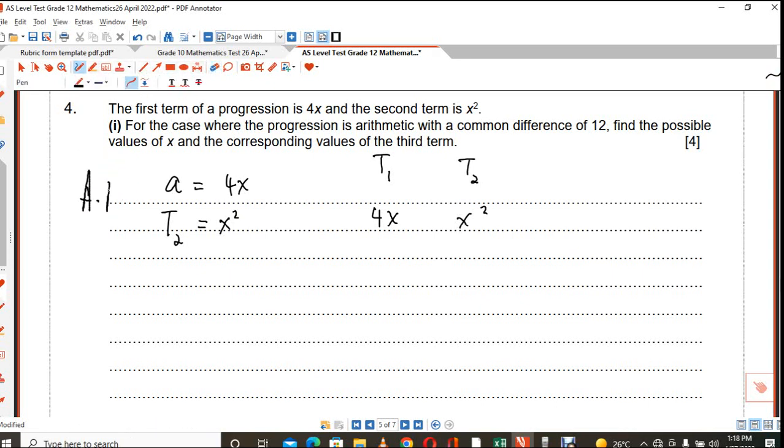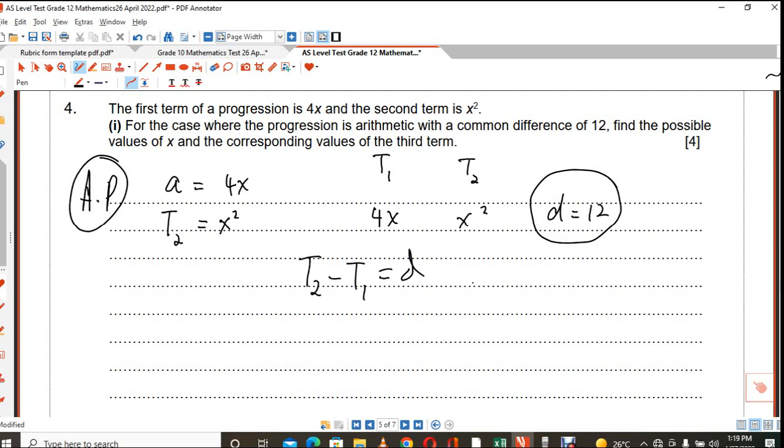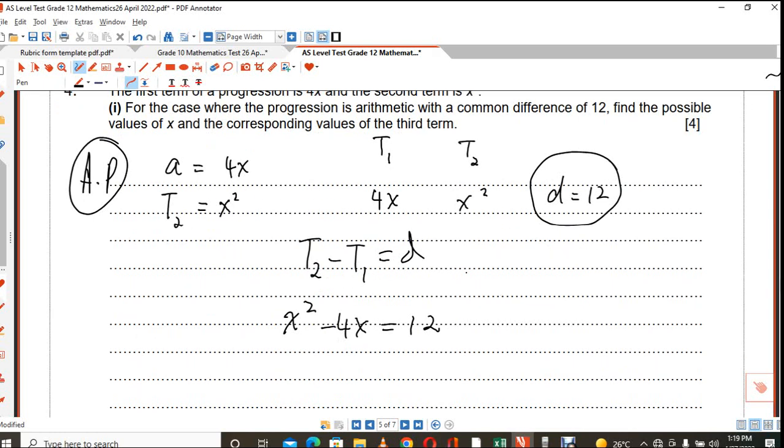So this is an AP. How do you find the common difference? They are telling us the common difference is 12. How do you find it? By subtracting: term 2 minus term 1 is the common difference. So that means x squared minus 4x must give you 12. Now you can find the values of x, and then you can find the corresponding values of the third term. This becomes x squared minus 4x minus 12.